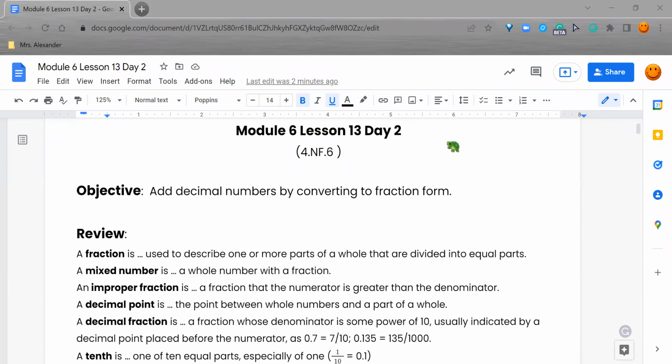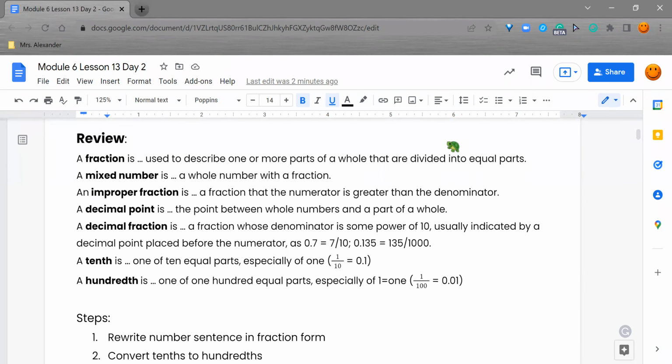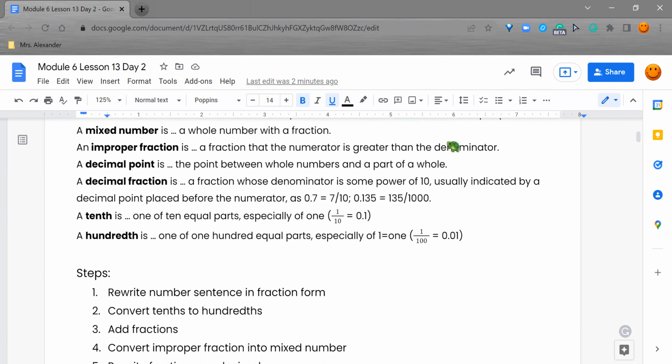We've turned in a 2-day thing, so we're on our second day from Engage New York. Our objective is to add decimal numbers by converting to fraction forms. Now, if you need to, go ahead and pause. Here are vocabulary words that we're working with for this assignment. I'm going to keep moving on.